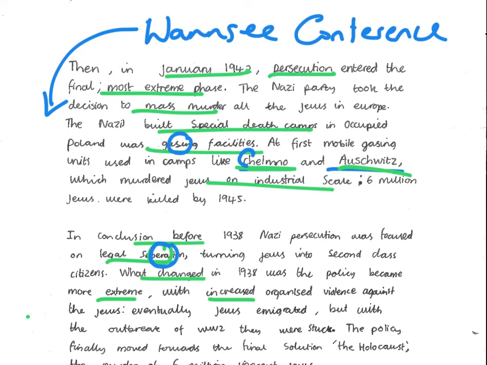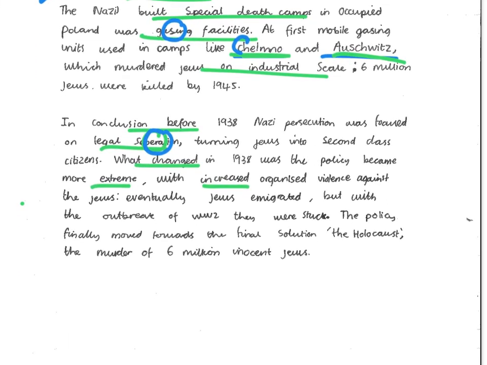So I just move it up a little bit. Okay, good. The policy finally moved towards the final solution, the Holocaust, the murder of 6 million innocent Jews. Again, just get your spelling correct. There's two N's in innocent. Again, conclusion. It's a good, strong conclusion.